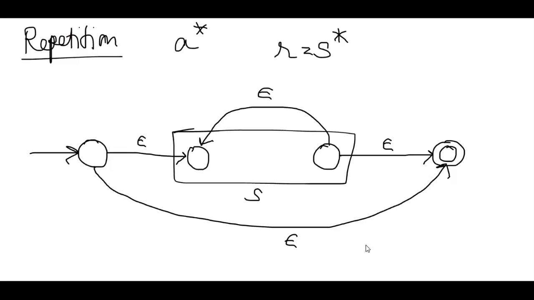So again, as you can see, we start with the NFA for S, then we add a new start state and new final state, and then we add the epsilon transitions. We connect the new start state with the old start state, and the old final state with the new final state. Then because of the 0 repetition, we join the new start state with the new final state. And for one or more repetitions, we connect the final state of S with the start state of S. So this is about repetition.